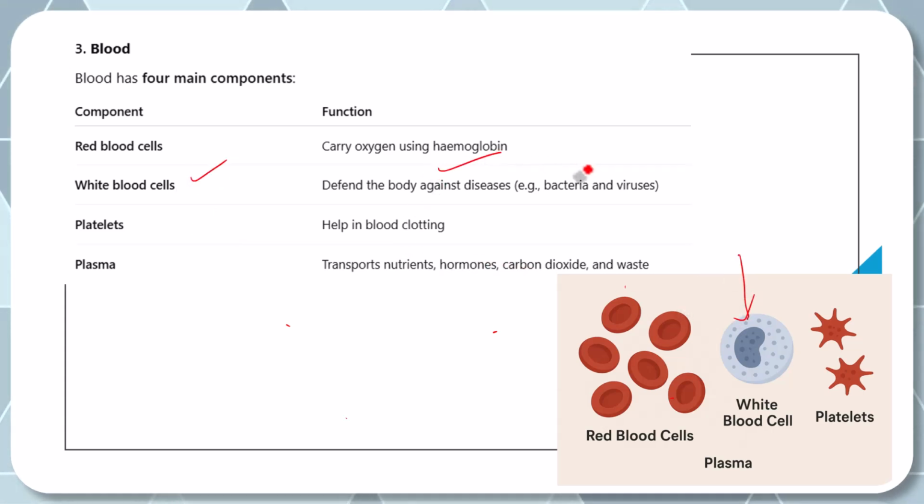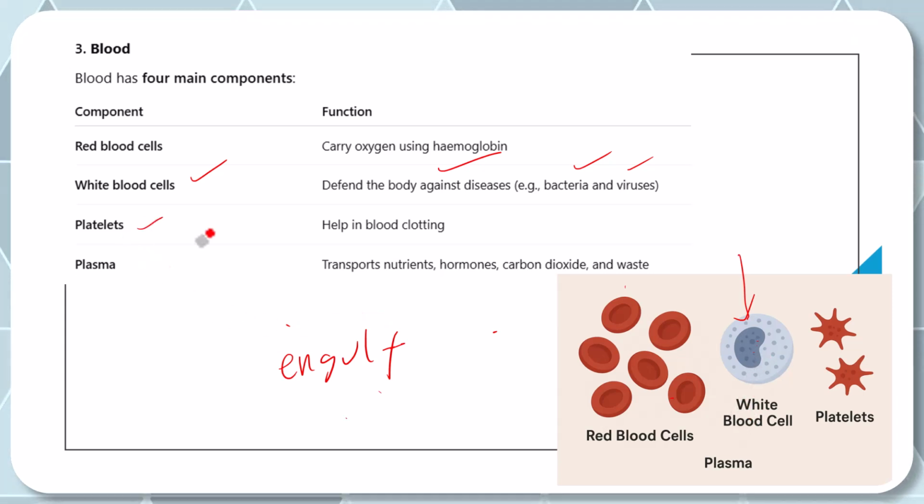body against diseases like bacteria and viruses. They produce what we call antibodies to counteract the antigens that are produced by the pathogen. Some of them engulf, like swallow up, to surround and then digest the pathogen. That's what the white blood cells do. They help us to fight diseases. They are part of our immune system. If you don't have white blood cells, then with any infection you can die quickly.